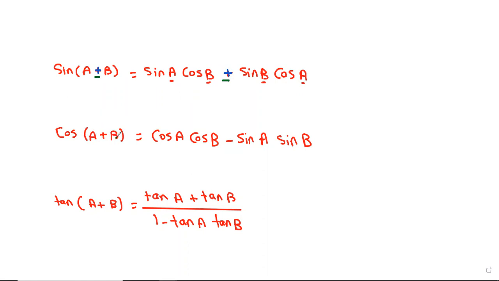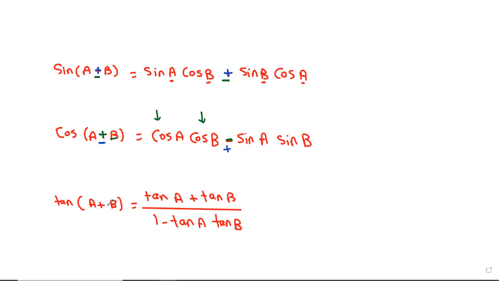Cosine(A + B): just write cosine, it changes the sign. The sign here is plus, and the sign here is minus. A plus B, and here it's minus. Write cosine the first angle, cosine the second angle, minus sine the first angle, sine the second angle. And if this sign here is minus, negative, write here plus, just change the sign.